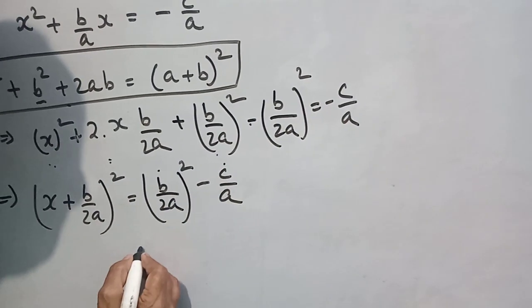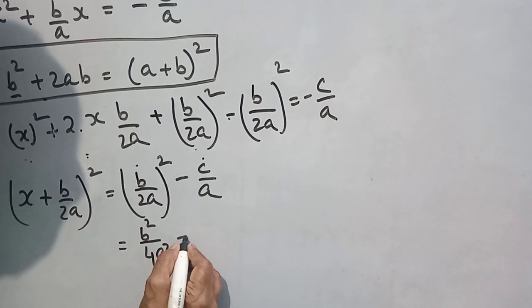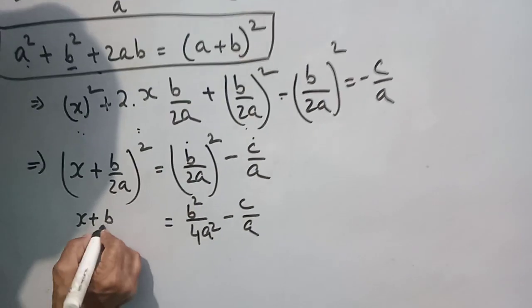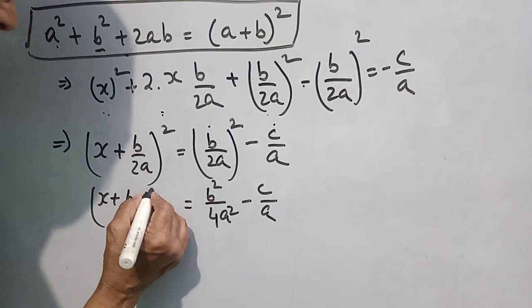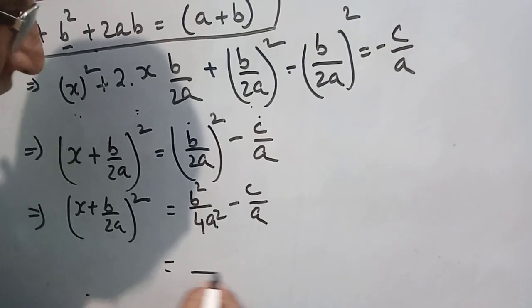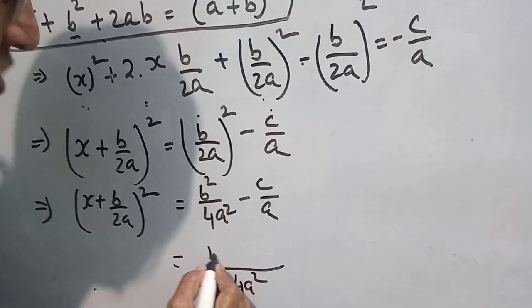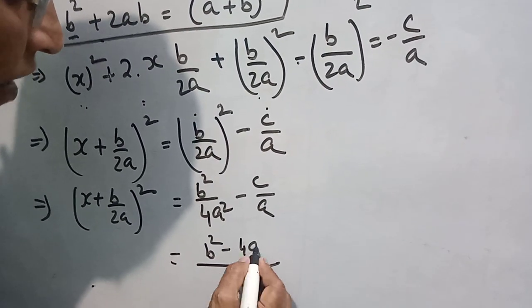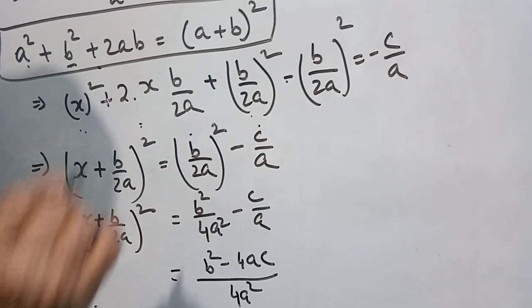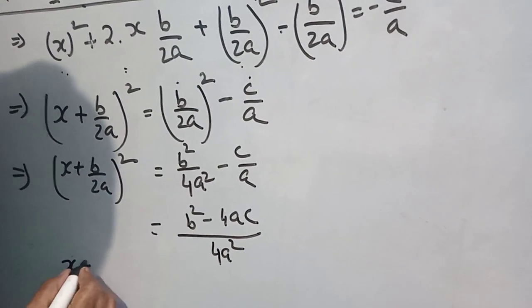So I can write this as b square minus 4a square, minus c by a, and this as x plus b by 2a whole square. In the quadratic equation we are getting this. So this can be written again, if you take the LCM, this is 4a square and this is b square minus 4ac. See here, this is a square, so we are getting here 4a into c. Now what is x plus b by 2a?